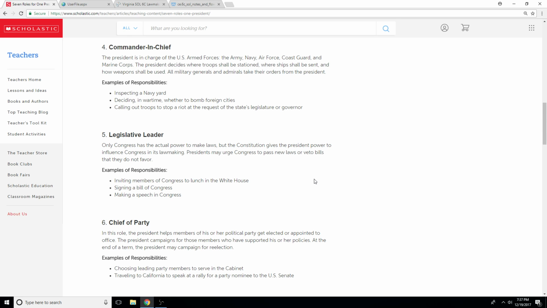One, it could be something like if he were to attend a funeral for another world leader, that would be an example of chief citizen. He's representing all of America at that funeral. Another example is just him doing everyday things like walking his dog or playing basketball or whatever, something that the everyday American citizen can do. That's chief citizen. And that is pretty much that one.